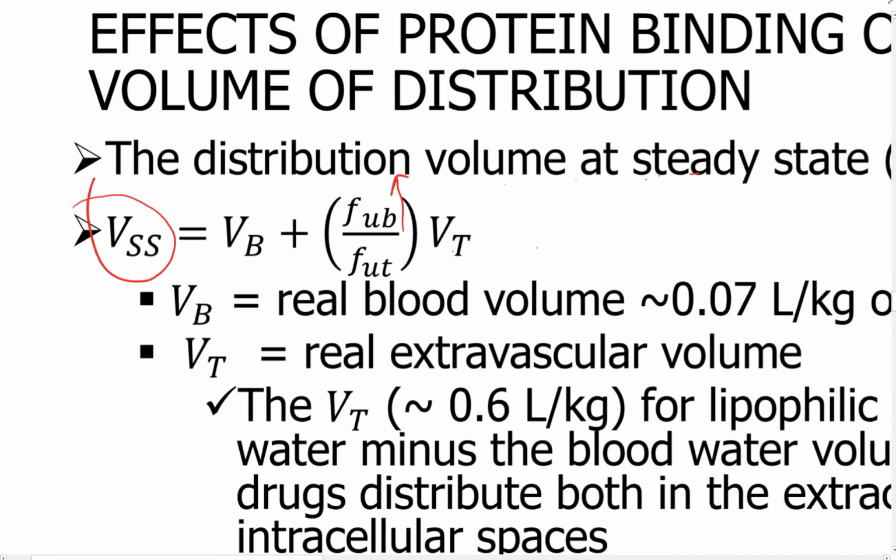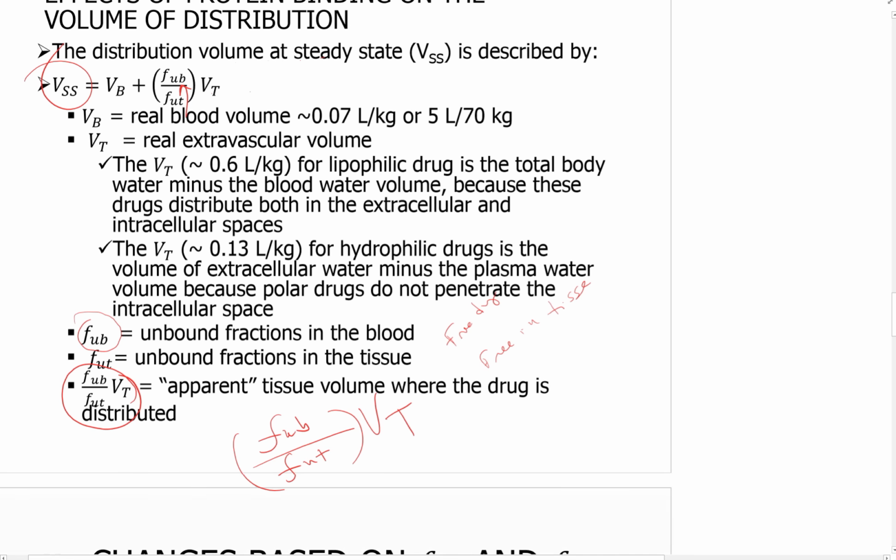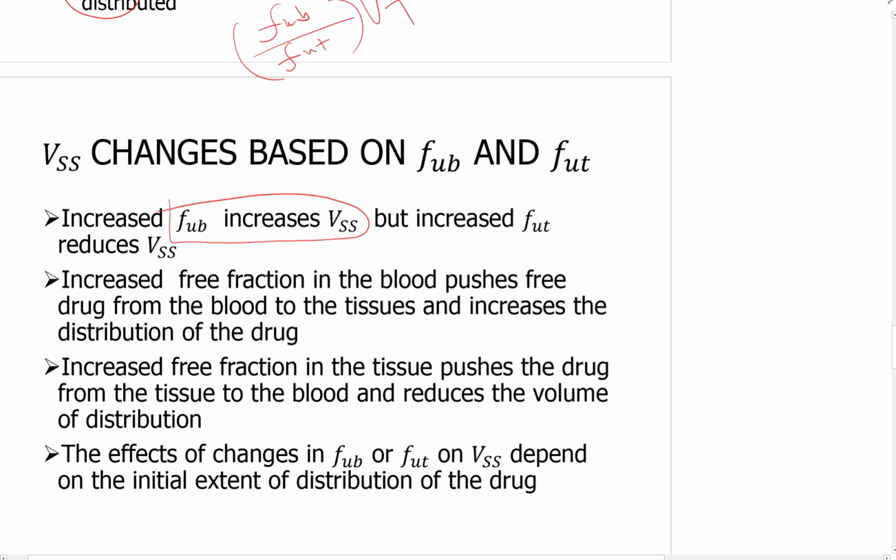But assuming this is fixed, if we increase this, this is going to decrease. This is what it says. I will ask a question about it. Remember, increase FUB will increase VSS, increase FUT will reduce VSS.